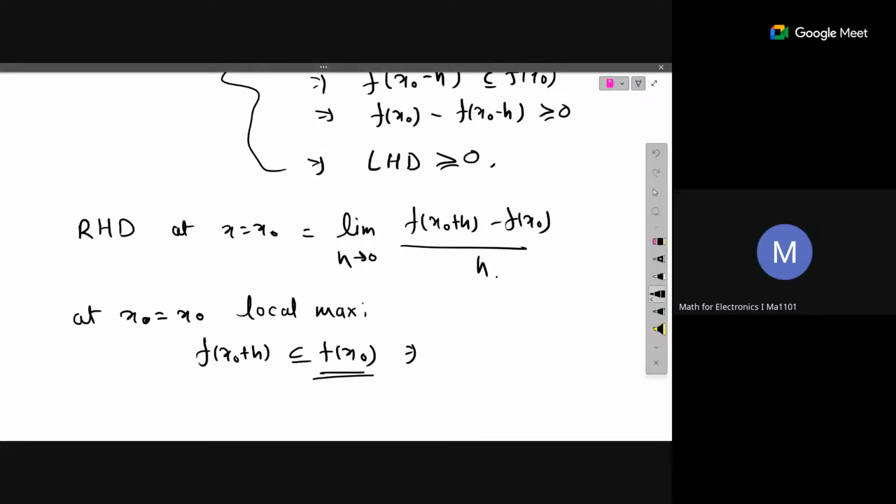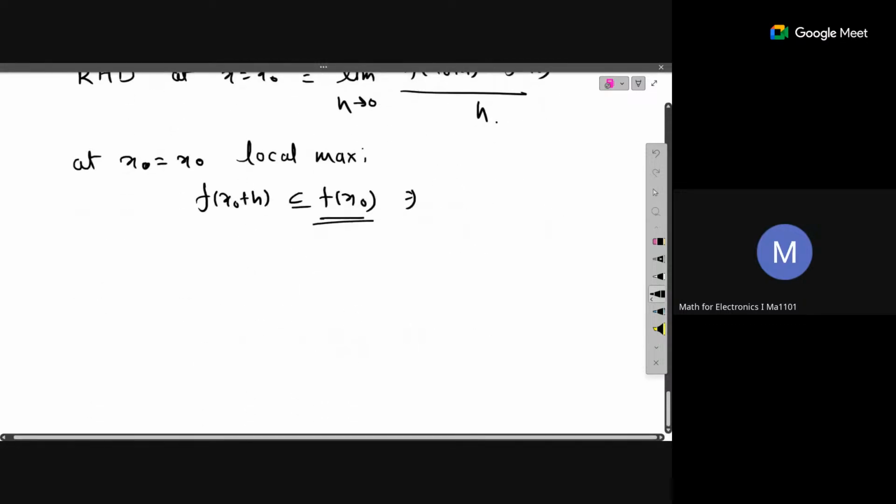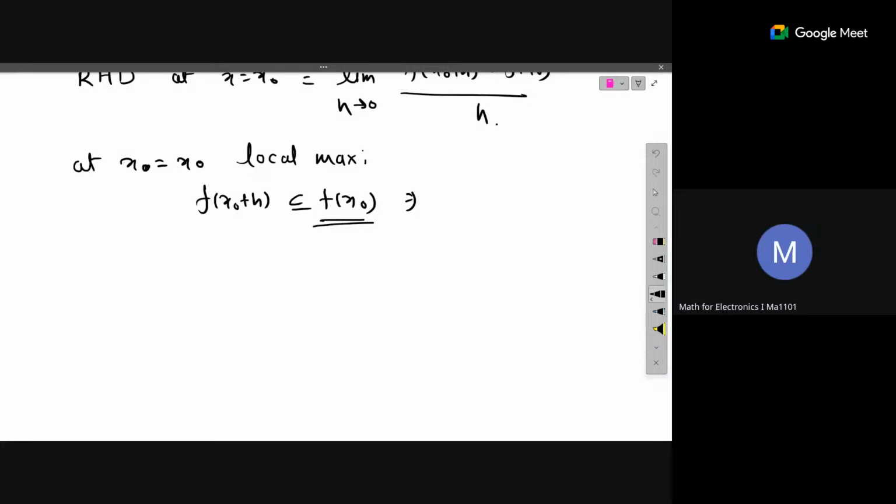Again, you can use these steps to conclude this particular inequality, but it's quite clear that we have a local maxima, so f of x naught will be the largest value, right? Largest value means it will be greater than or equal to any quantity, and that quantity here is f of x naught plus h. So it simply implies that f of x naught plus h minus f of x naught is less than or equal to 0, because I am taking this term over to the left-hand side, right? So what does it say? It says that our right-hand derivative is less than or equal to 0.